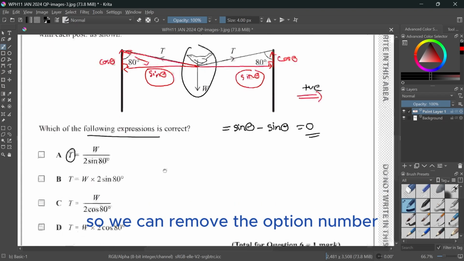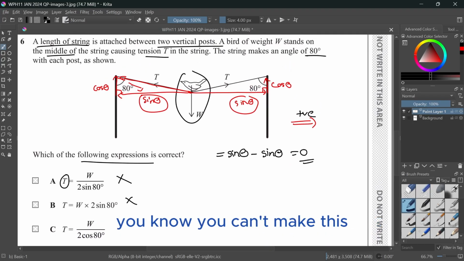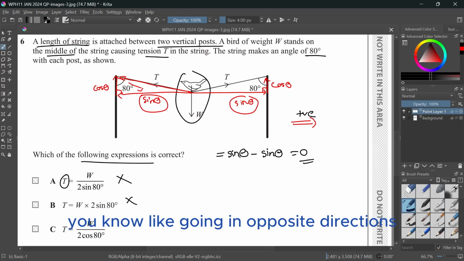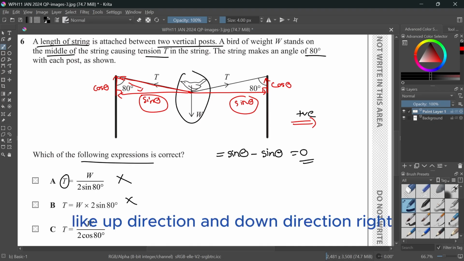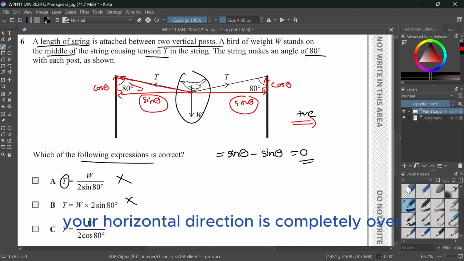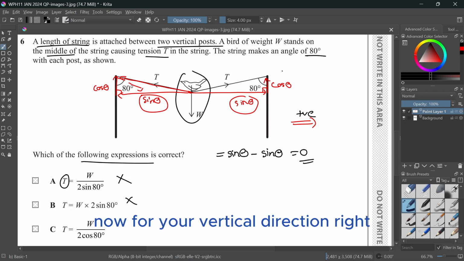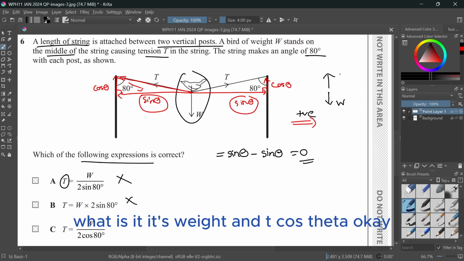So we can remove options A and B as our correct answer, because these two are contradicting each other, going in opposite directions. So now you're left with cos theta, the up direction and the down direction, right? Your horizontal direction is completely over. Now for your vertical direction, there's one going up and one going down. What is it? It's the weight and T cos theta.